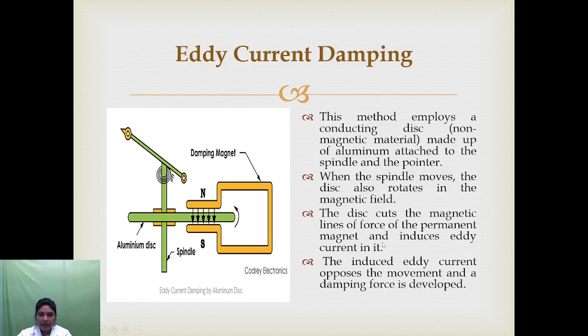So these are the necessary requirements of an instrument. We have seen three cases: deflecting torque, controlling torque and damping torque. These three torques are essential for the instrument to perform in a smooth manner.